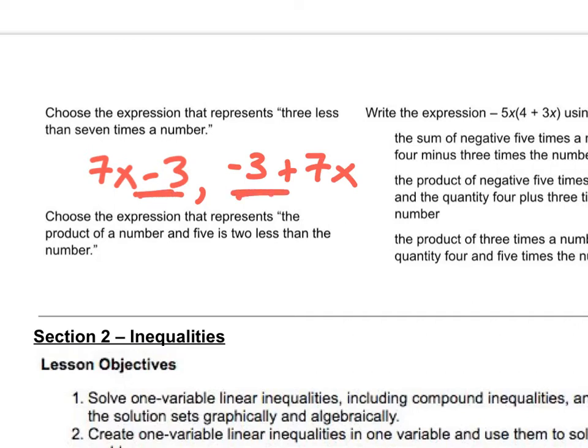Okay? All right, then the next one says choose the expression that represents the product of a number and 5 is 2 less than the number. Oh, for God's sakes. All right, hold on. The product of a number and 5, so 5x, is, that's equals, 2 less than a number. So I'm going to do x minus 2. Boom. These are tricky. 5x is equal to x minus 2.